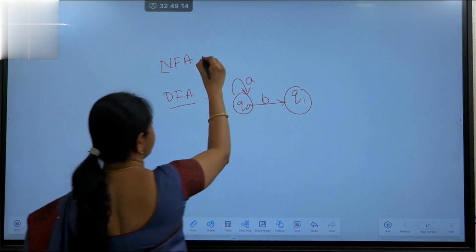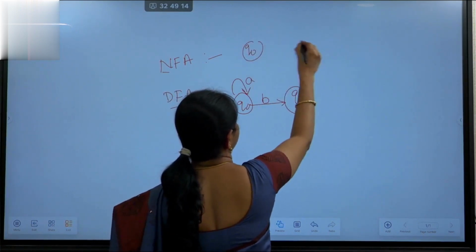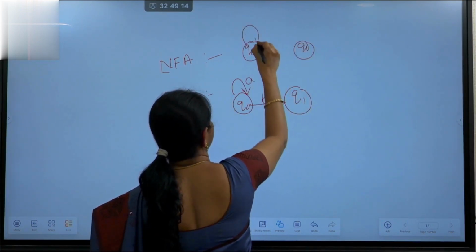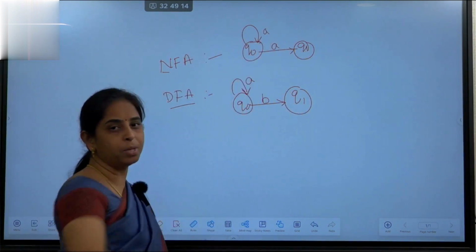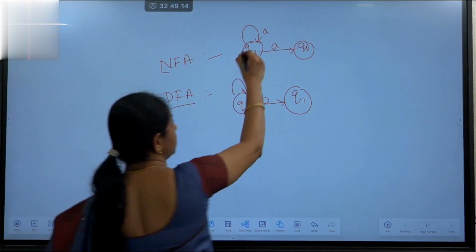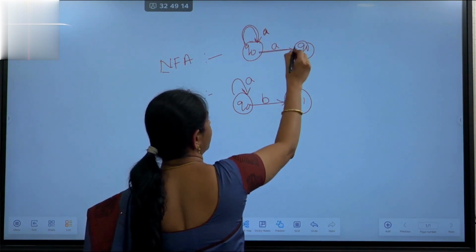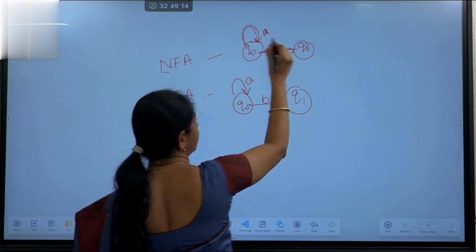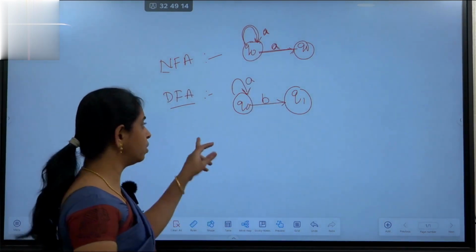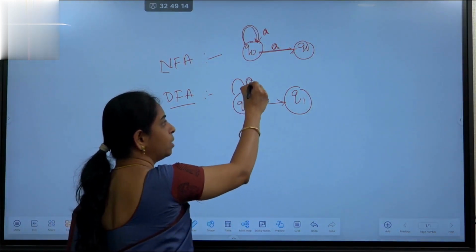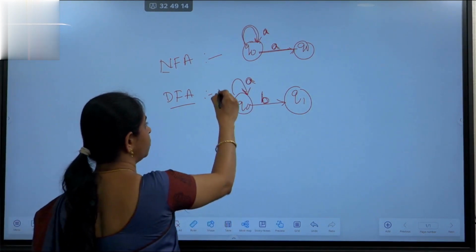Now coming to the NFA. From any state, a particular input symbol may go to any combination of states. That means from Q0 we have given the input symbol a, and again from Q0 we have given the input symbol small a. So the same input symbol we can give to many transitions in the NFA. Coming to the DFA, the transition on a particular input symbol is unique. That is the difference between the DFA and the NFA.